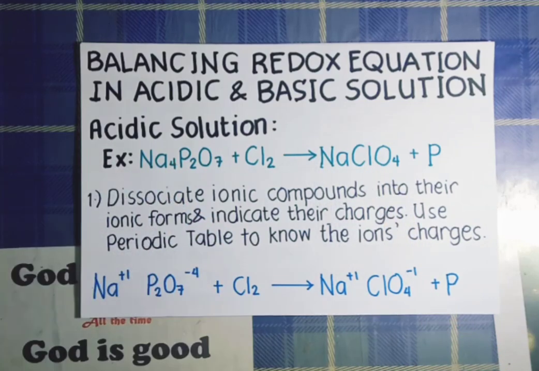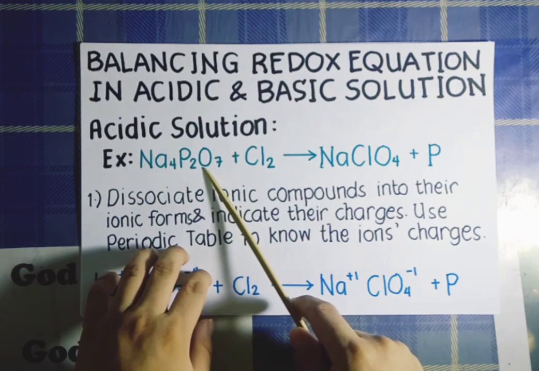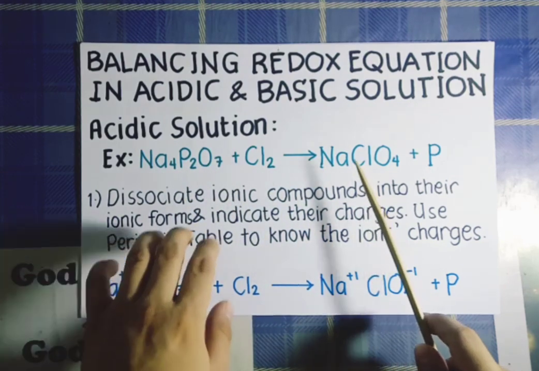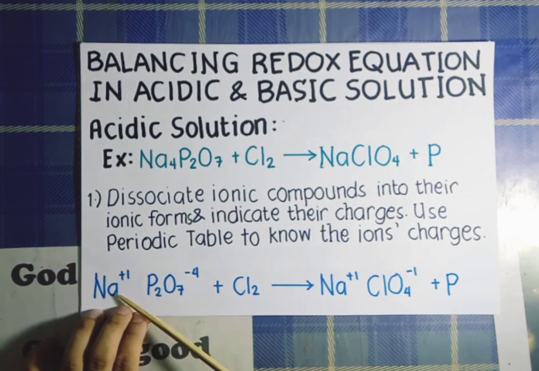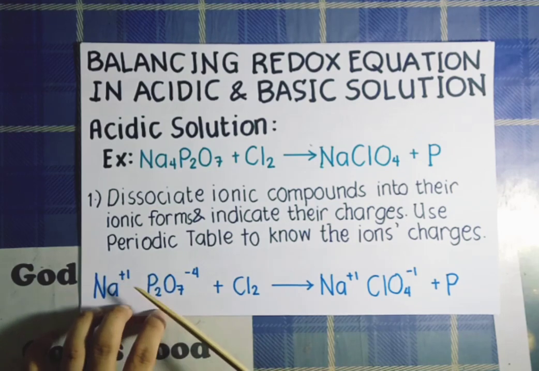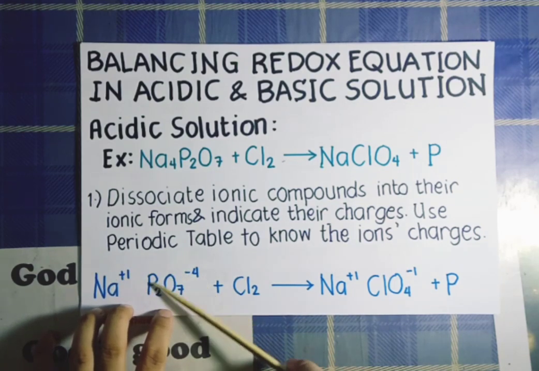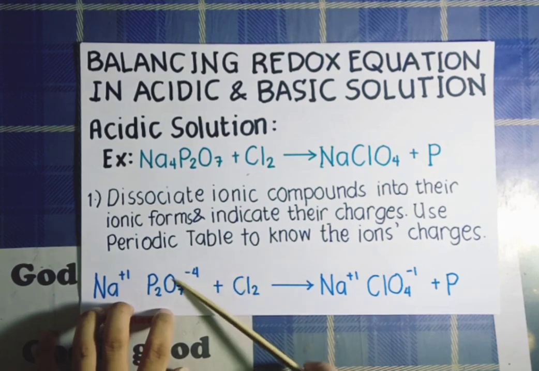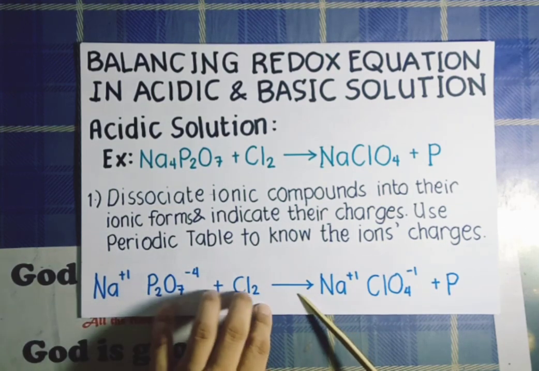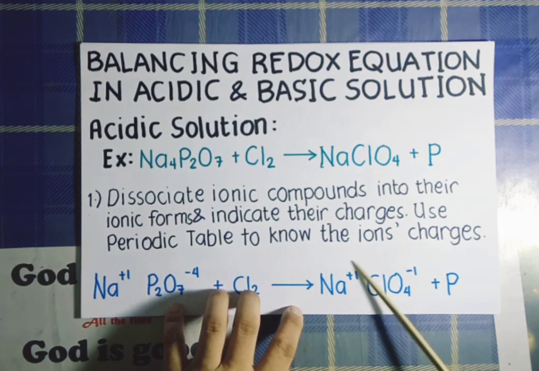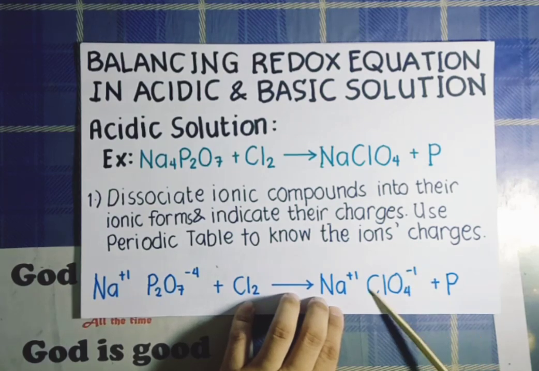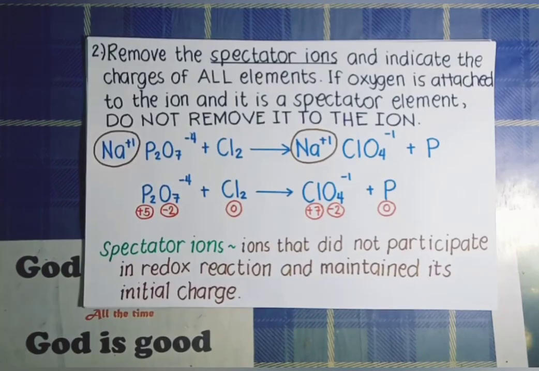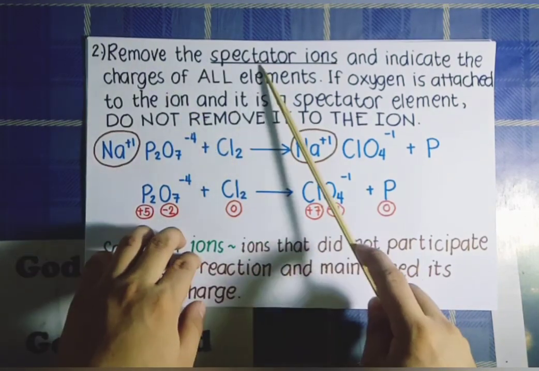So for this equation, we actually have two ionic compounds, the sodium pyrophosphate and the sodium perchlorate. And therefore, we are going to dissociate them into their ionic forms. And we will have sodium with a charge of positive 1 according to the periodic table, and pyrophosphate ion with a charge of negative 4, plus chlorine gas will yield, again, sodium with a charge of positive 1, and perchlorate ion with a charge of negative 1, plus phosphorus.